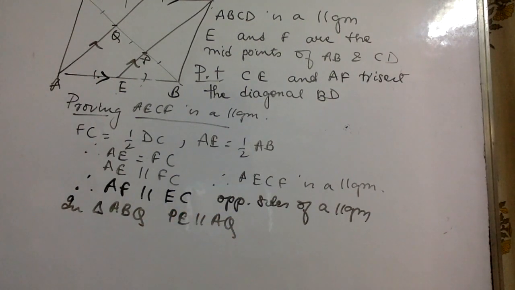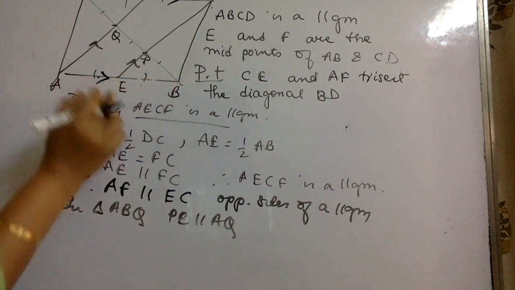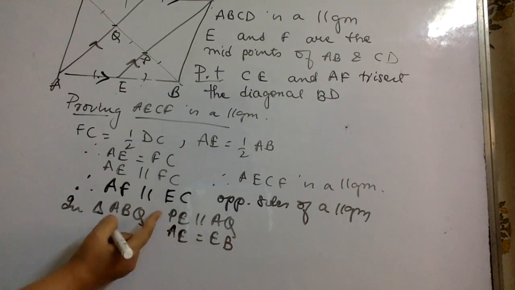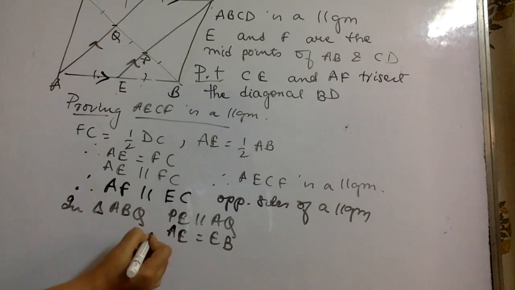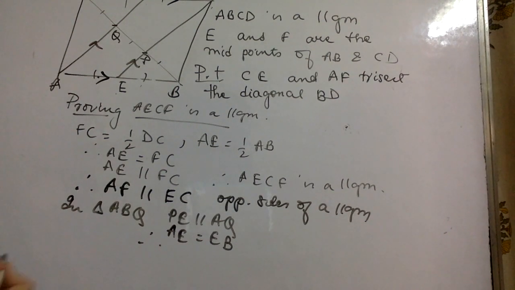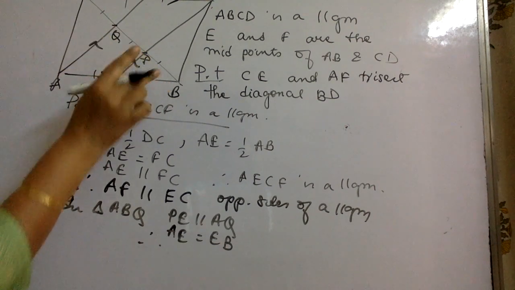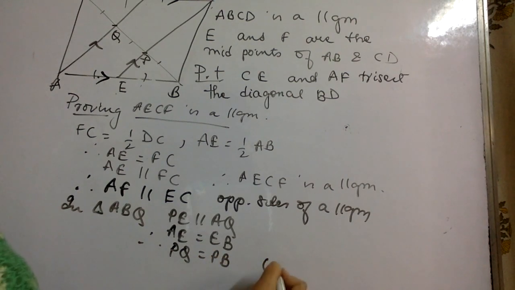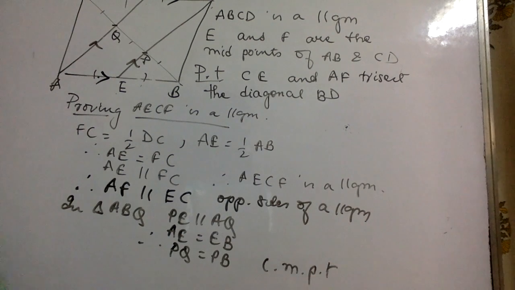AE is equal to EB, because they already told this is the midpoint. So now we can say, therefore, PQ is equal to PB, this part is equal to this part. This is coming from the converse of midpoint theorem.